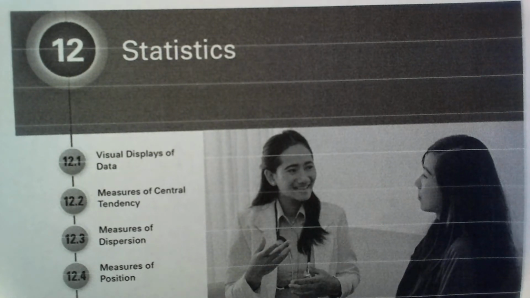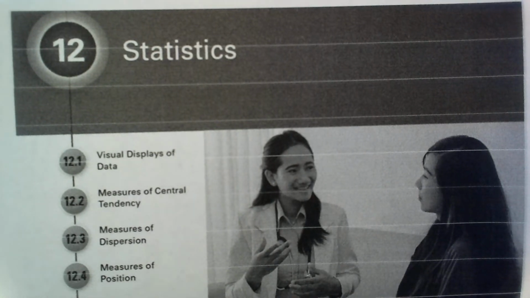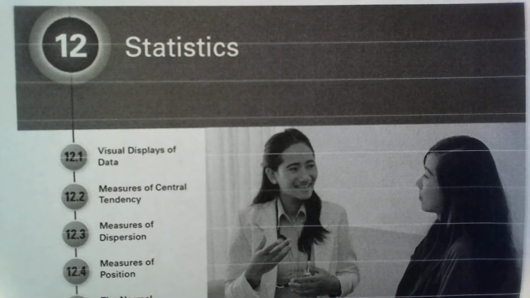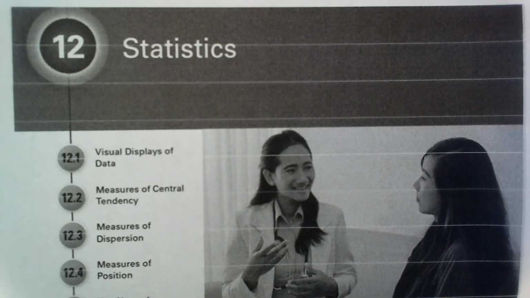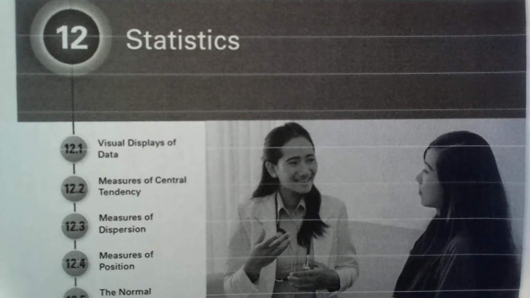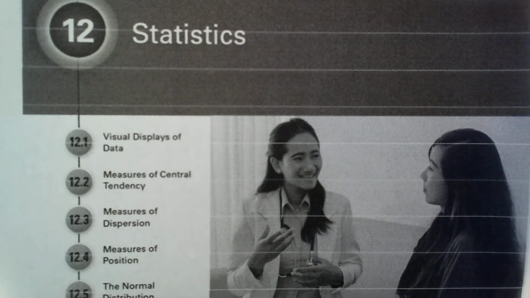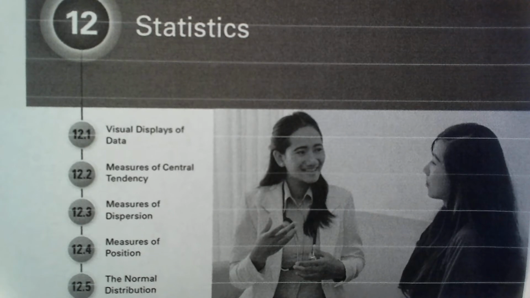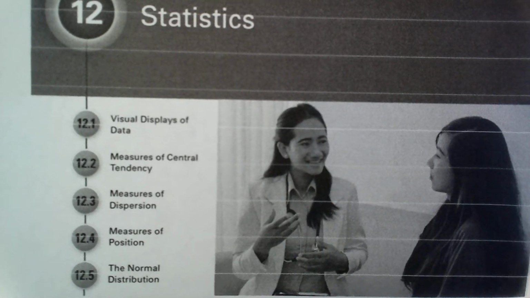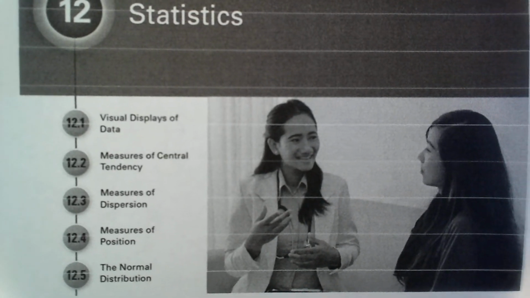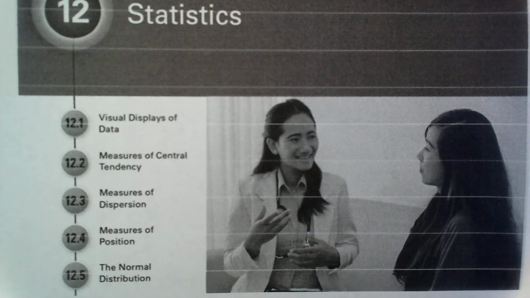Then we'll be discussing the measures of central tendency, in other words, where do the data kind of bunch up, where's the center of the distribution, if possible. And then this measure of dispersion, how far the data are apart. And then there's a measure of position, where's a particular data value and how do we measure that. And the last one would be the normal distribution, which is absolutely critical in statistics.